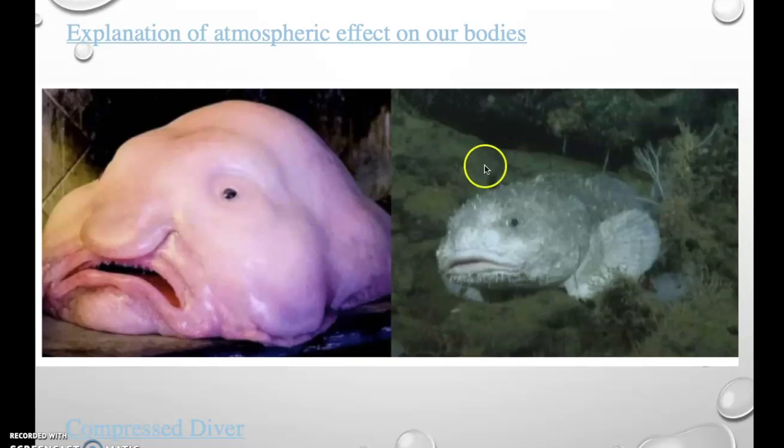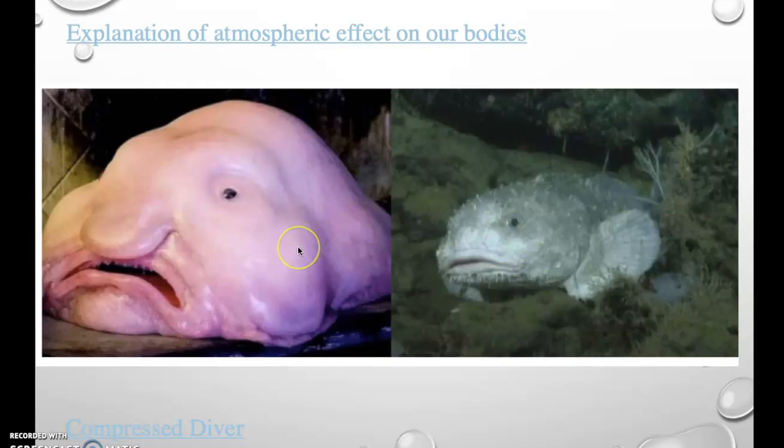And so this picture here shows you what happens to a deep sea fish when it's taken out of the water and brought to the surface. Normally the picture you're looking at on the right is this blob fish, and it's a deep sea fish. That's where it lives, and its body is designed for the pressure of the water at those very deep depths under the ocean.